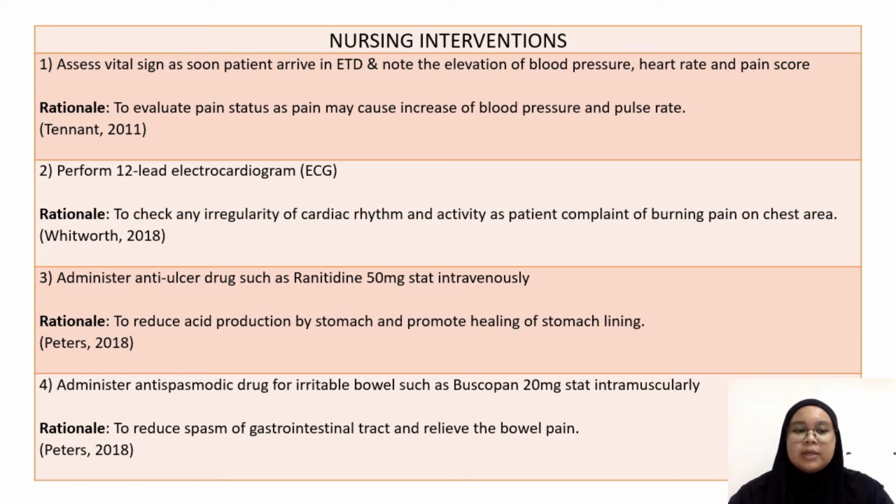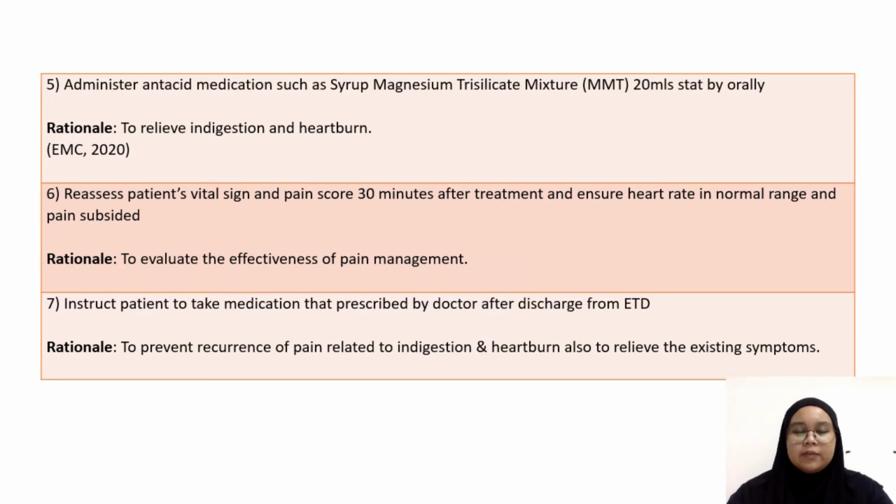The fourth one is to administer the antispasmodic drug for irritable bowel, such as Buscopan 20 mg intramuscularly. This is to reduce the spasm of the gastrointestinal tract and to relieve the bowel pain. The fifth nursing intervention is to administer antacid medications, such as syrup magnesium trisilicate mixture, syrup MMT 20 ml stat, orally. This is to relieve the indigestion that the patient has and the heartburn.